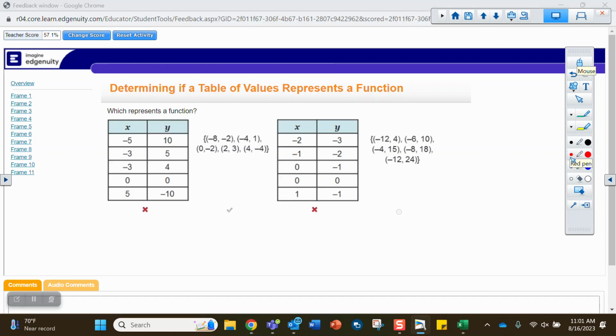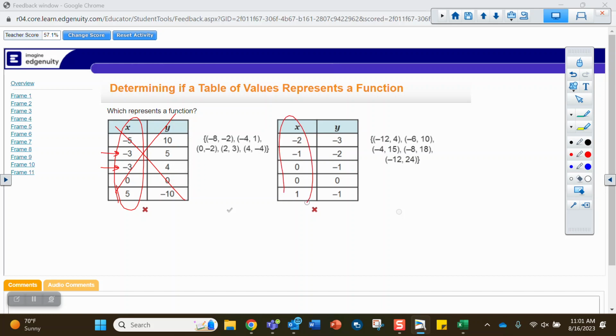Okay, how do we know if something's a function? I tell my students we only care about the x's. The x's are what's going to tell you if it's a function or not. And the trick here is that they cannot repeat. So in this first table, we have repeats. We have the same x value repeated twice. This is not a function.